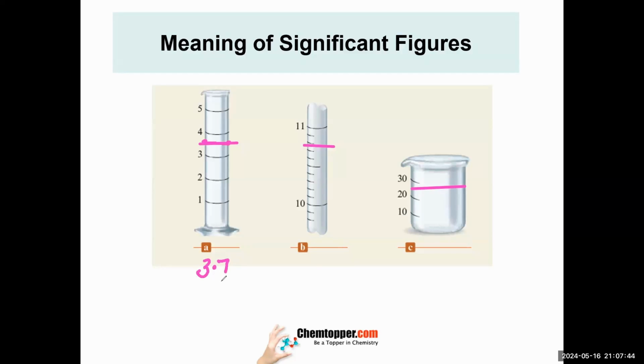That appears to be more correct. But you can have error here. If somebody is saying 3.8, that is also acceptable. Milliliter is the volume.